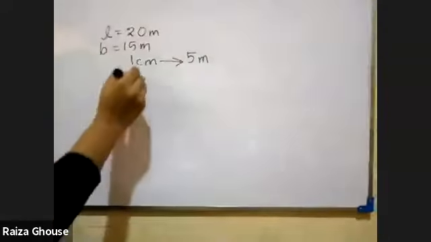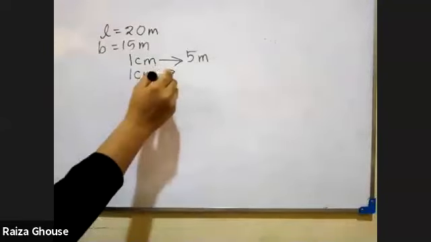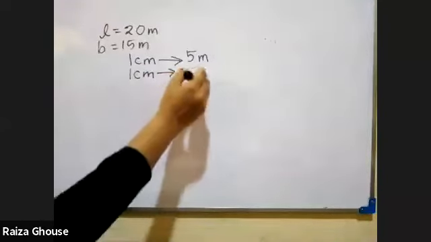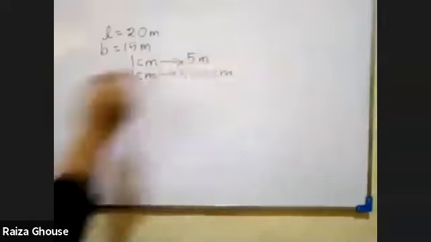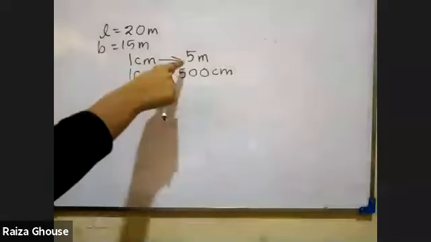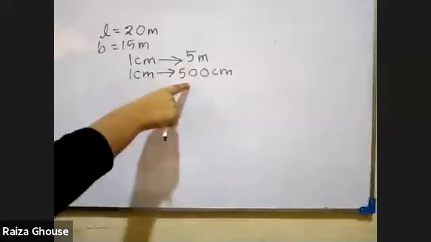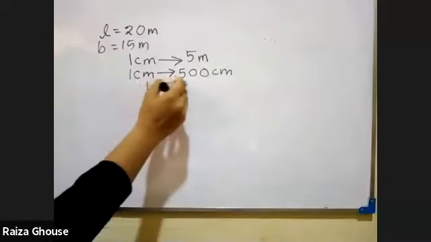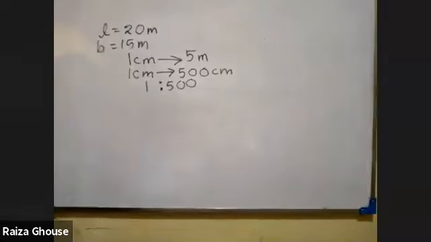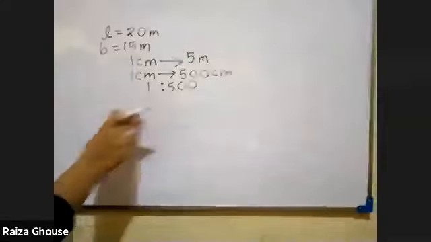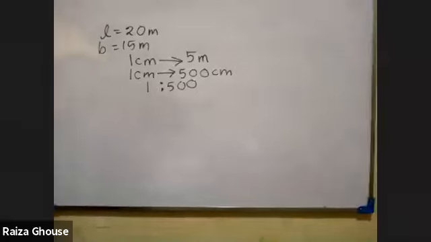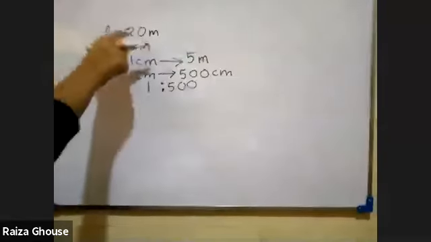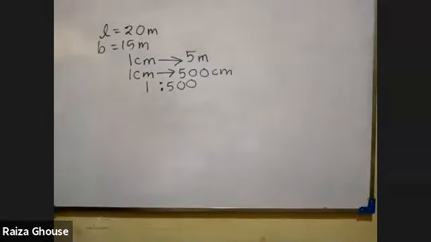So that means our scale is 1 centimeter representing 500 centimeter. How did 500 come? We converted the 5 meter into centimeter. Now we can write this as a ratio 1:500. Using this knowledge, we are going to find out the scale length and the scale breadth of the diagram.